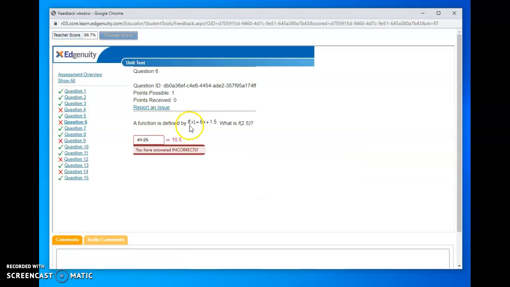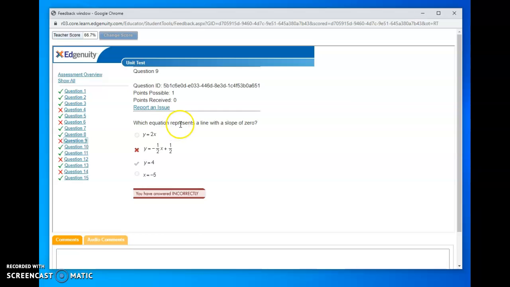Here a function is defined by f of x equals 6x plus 1.5. What is f of 2.5? So that just means I'm going to put this 2.5 in here for x. So 6 times 2.5, if you have a calculator, is 15. 15 plus 1.5 is 16 and a half.